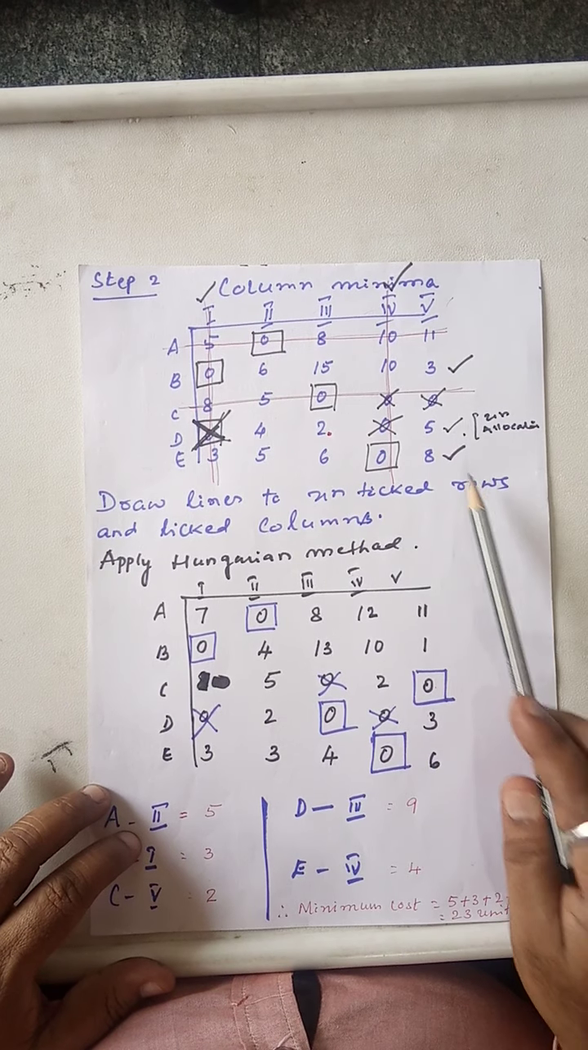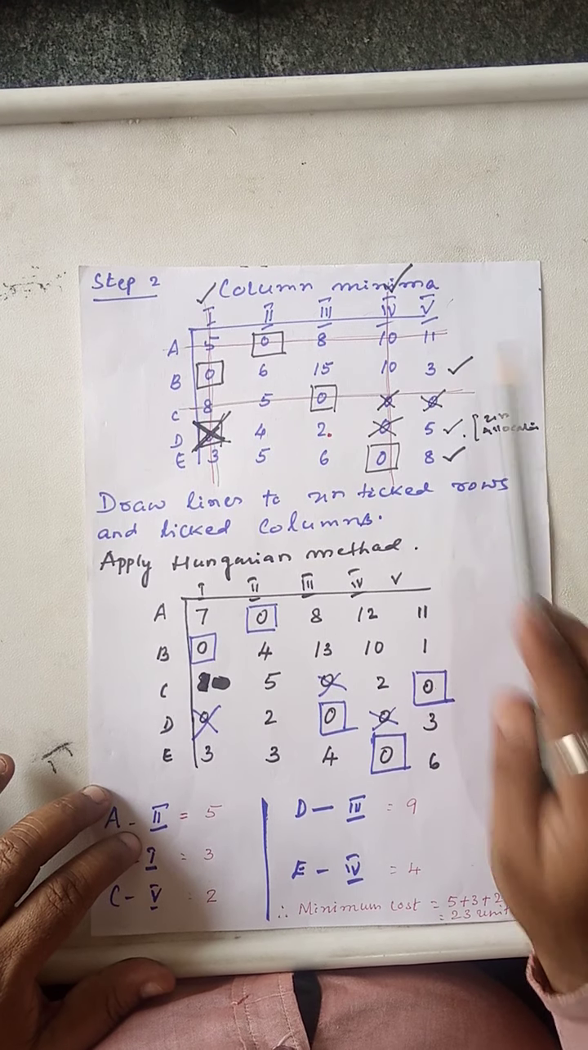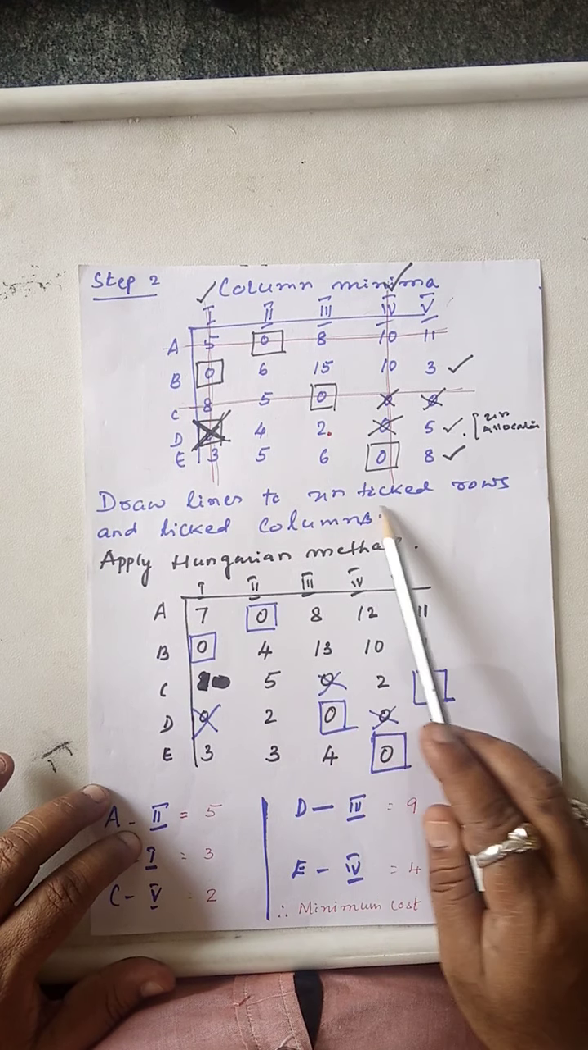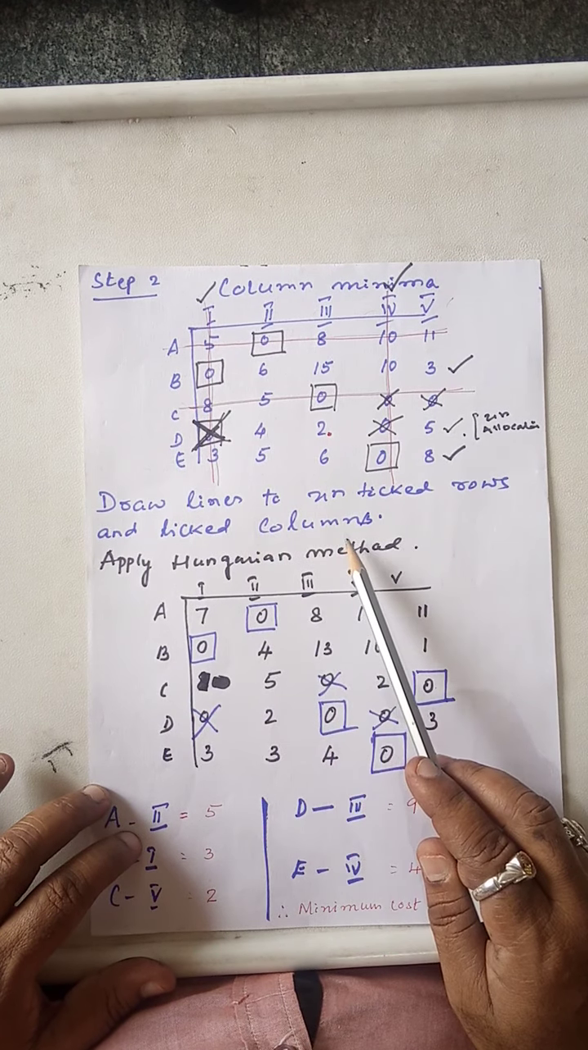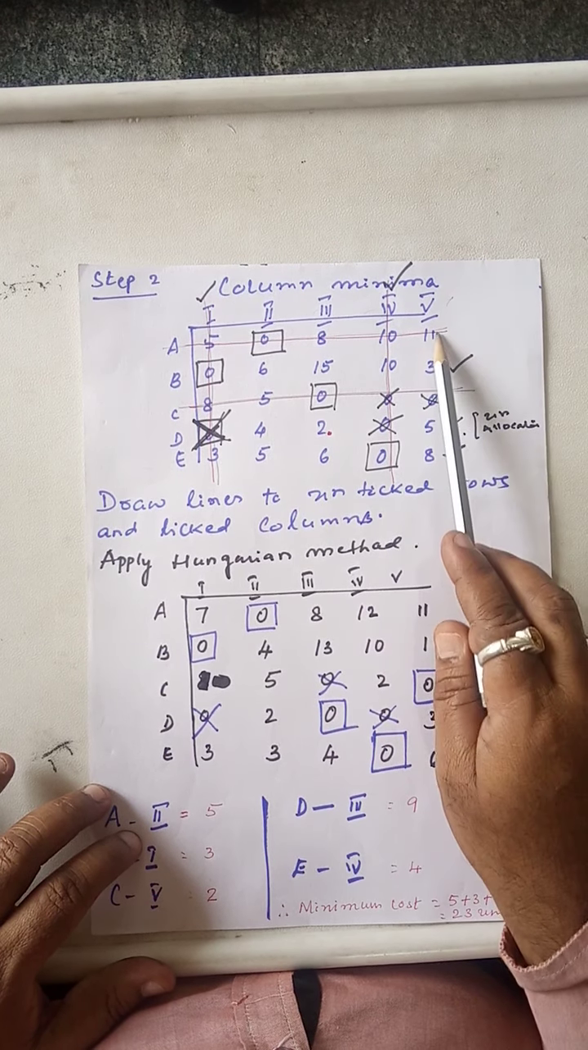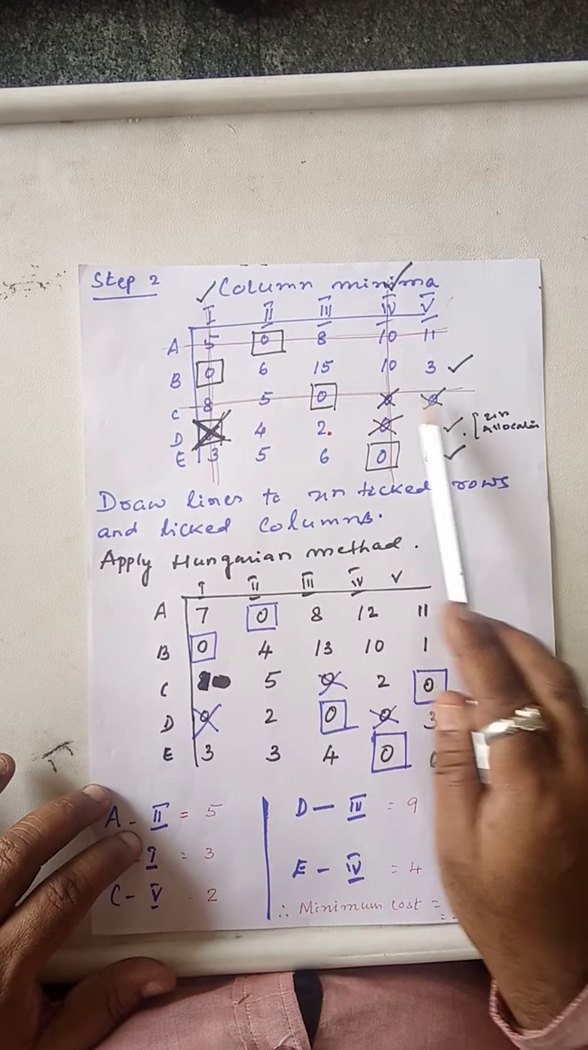Now we have a few rows ticked, and a few columns ticked. Now draw lines through unticked rows and ticked columns. See, unticked row here, unticked row here, the two rows are unticked and we have drawn the lines.